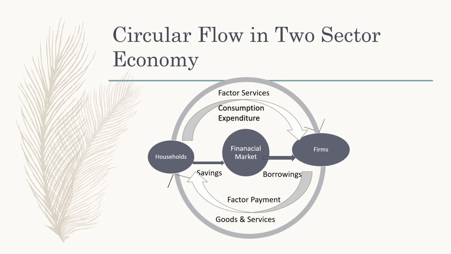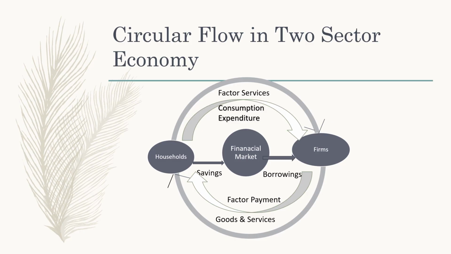Now we see households give the factor services to the firms. So the arrow is going from household to firm, and in exchange the factor payment is done by firm to household. Now households take that factor payment and they again go for the consumption expenditure. Consumption expenditure means they spend the money for purchasing consumer goods. So again that money reaches where? To the firm. Firms give goods and services to the households. So as you can see, there is a circular flow in a two sector economy.